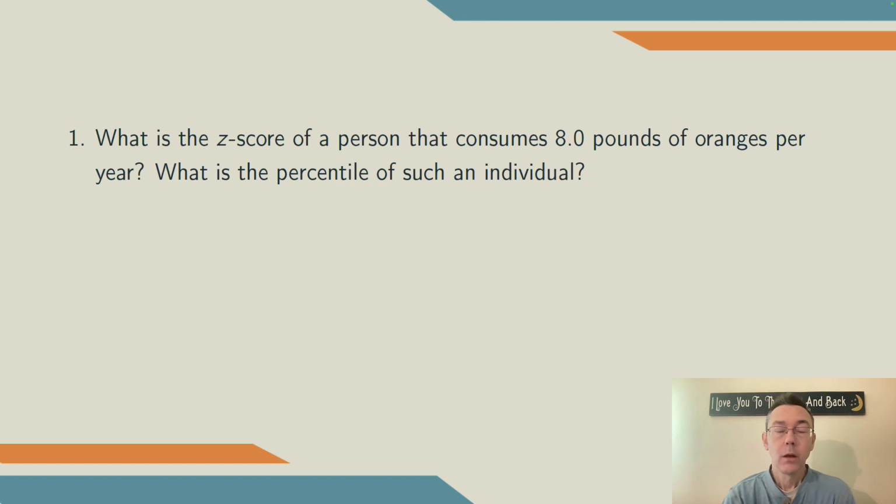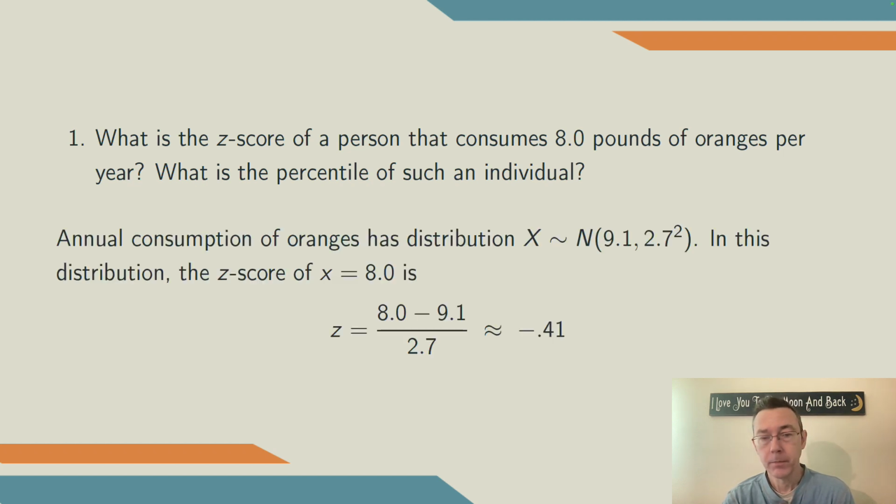Problem 1. What's the z-score of a person that consumes 8 pounds of oranges per year? And what is their percentile? So let's do the z-score first. In order to compute a z-score, we take the value we've got, 8.0, subtract off the mean of the distribution, 9.1, and then divide by the standard deviation, 2.7. We do that arithmetic, we get negative 0.41.